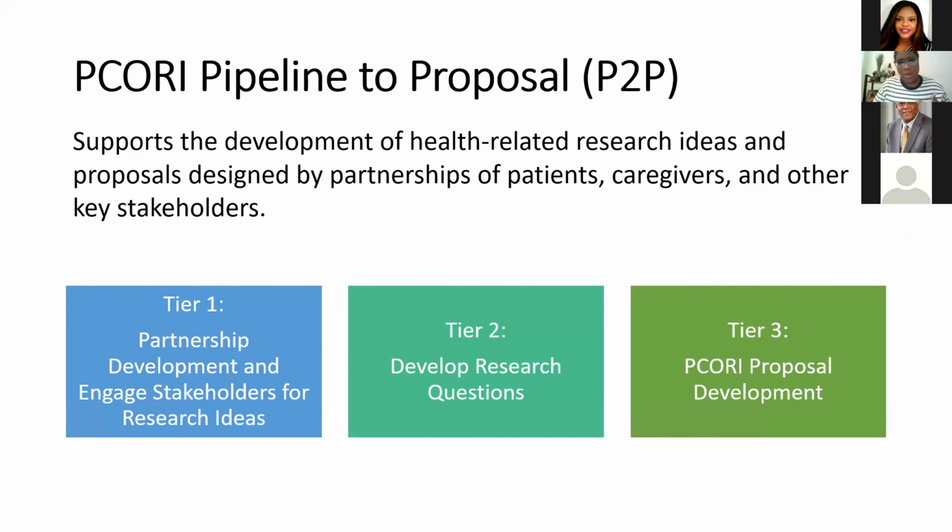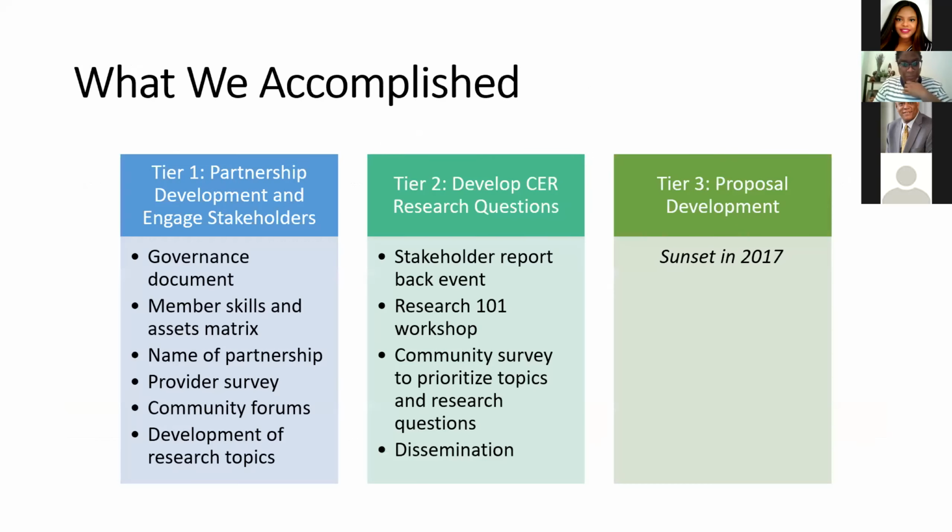So PCORI, this is no longer in existence, but PCORI had a funding mechanism called Pipeline to Proposals. It's a 3-tier process, in which the first tier allows you to only focus on your partnership development and engaging your people, right? Engaging the community, engaging your stakeholders. Then your second tier allows you to start developing your research questions. And then the last tier was actually to support and provide technical assistance for you to submit to some of PCORI's bigger money, which is their bigger research grants.